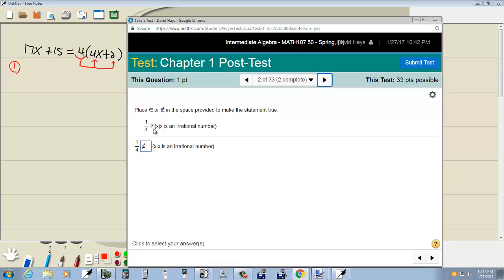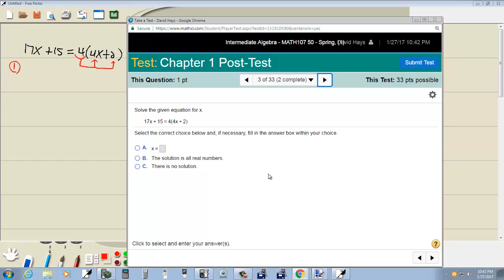Now here it's asking if 1/4 is an element or not an element of this, and this is where it's an irrational number. Well, 1/4 is a rational number. Rational means you can write it as a fraction with integers on top and bottom. So that's why I put not an element.